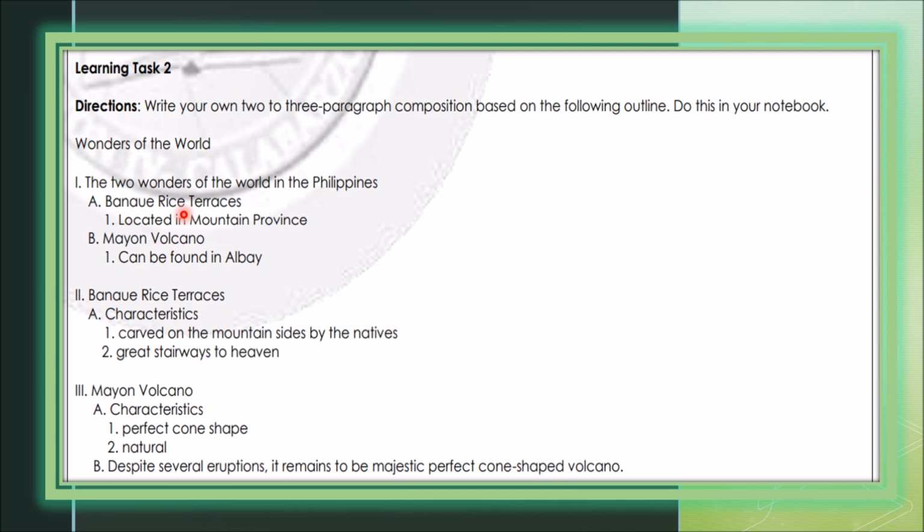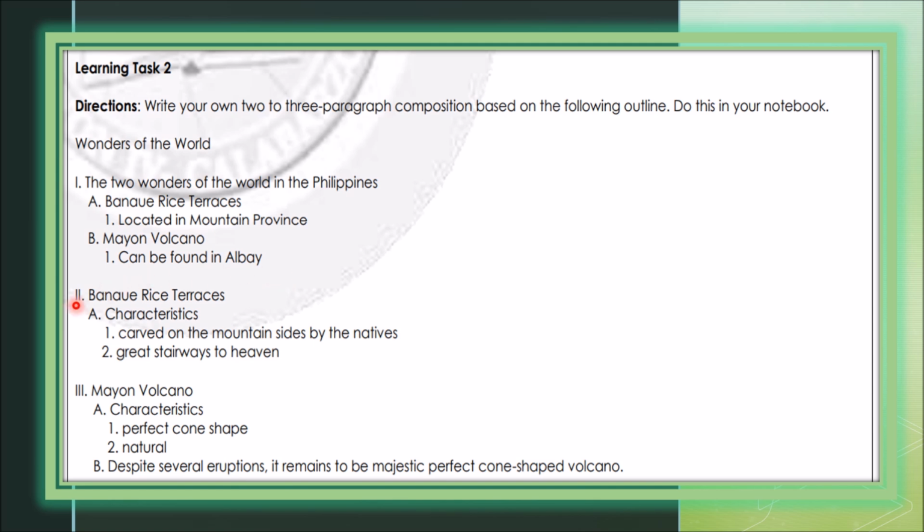Banawe rice terraces, Mayon volcano. And how about their characteristics? These are the characteristics of Banawe rice terraces and the characteristics also of Mayon volcano. Okay? So, let us read. The 2 wonders of the world in the Philippines. A. Banawe rice terraces, located in Mountain Province, and Mayon volcano can be found in Albay.